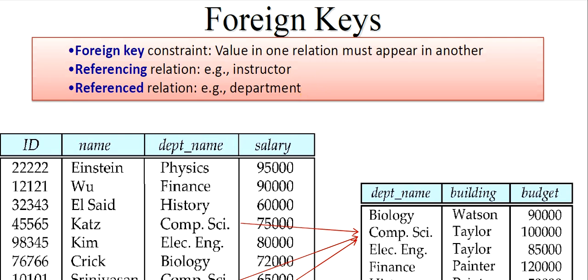In the case of a foreign key, we have two relations involved. One is known as the referencing relation and the other is known as the reference relation. As far as the foreign key constraint is concerned, the value in one relation must appear in another.